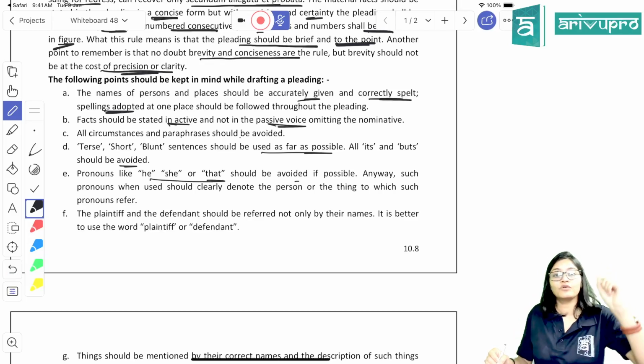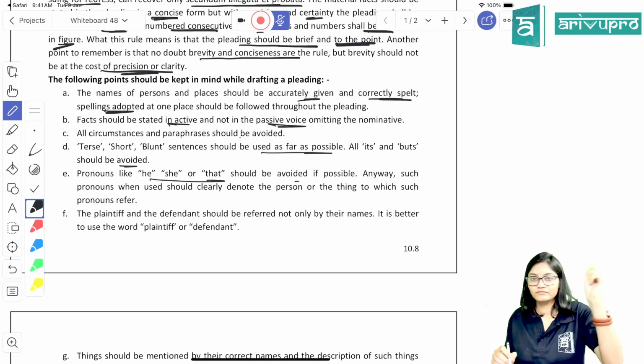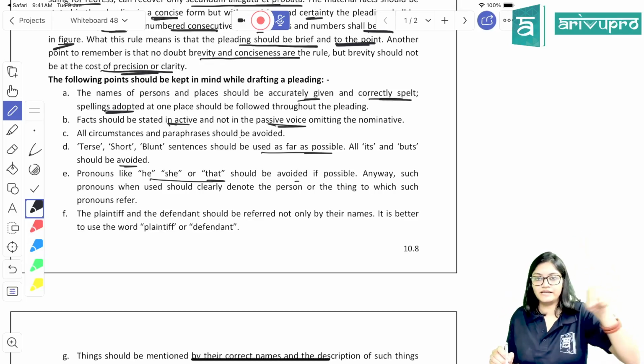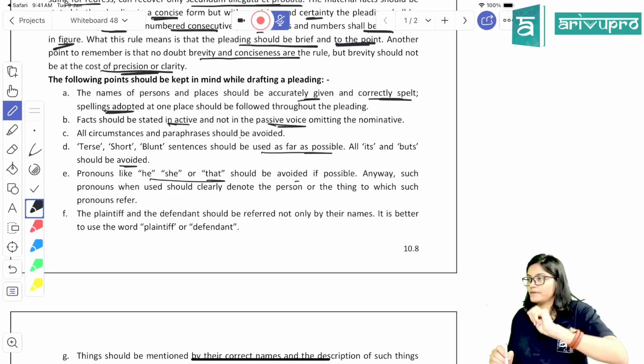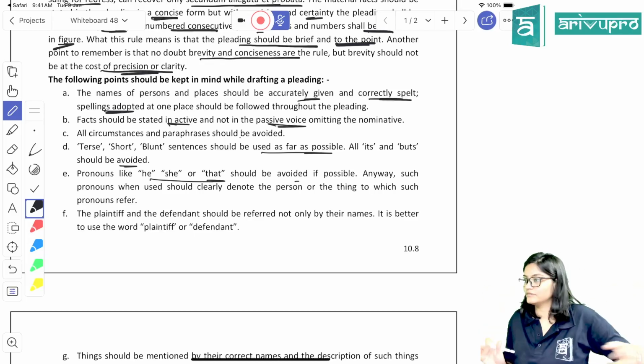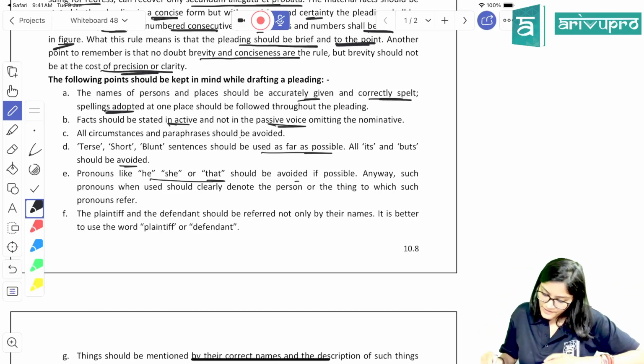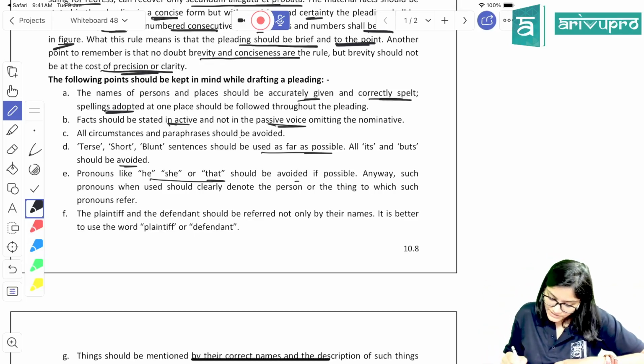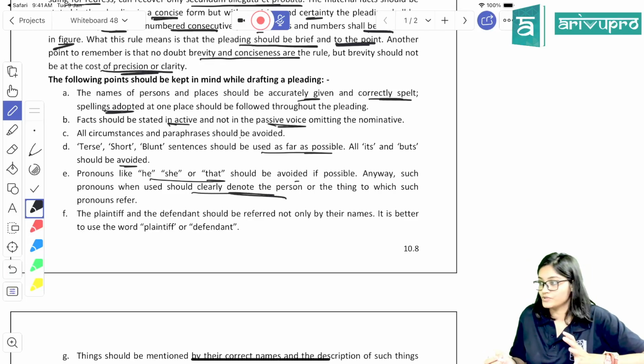That is why in drafting you always write Mr. X, seller; Mr. Y, buyer. Seller, buyer we write. You don't write he, she. It may create confusion. Anyway, such pronouns when used should clearly denote the person, and clarity should be there if you are using them.